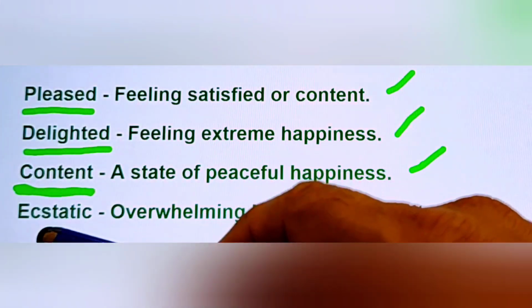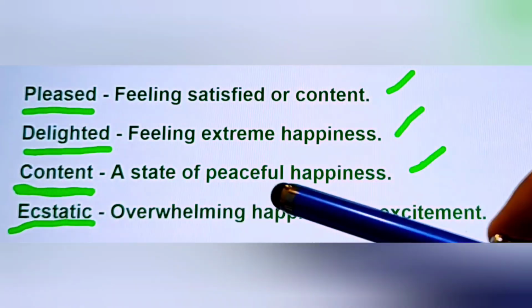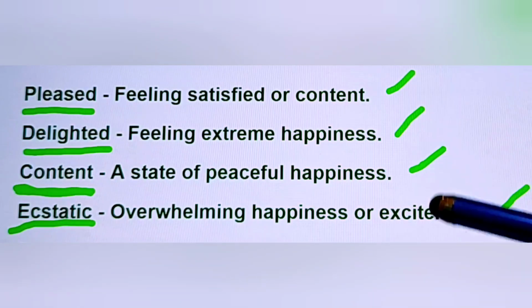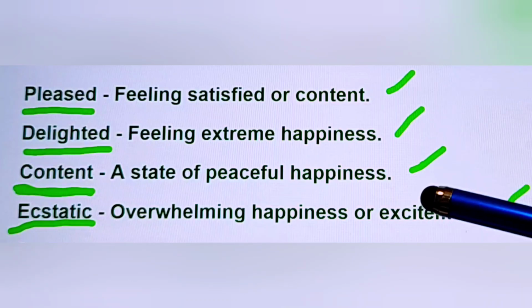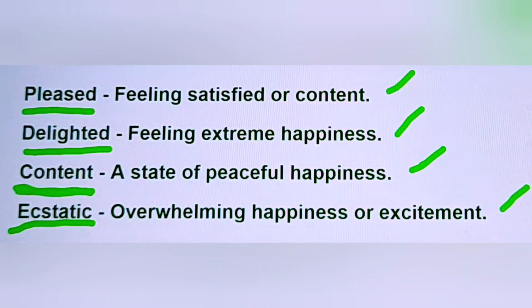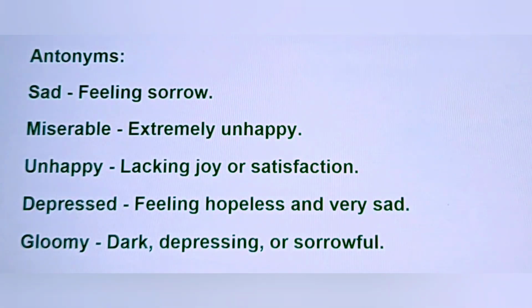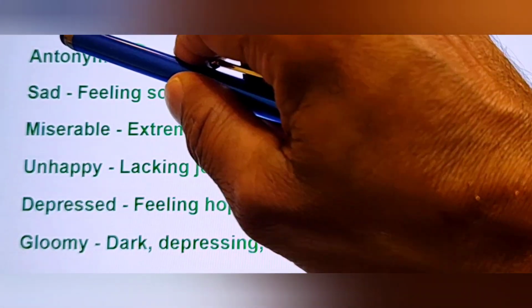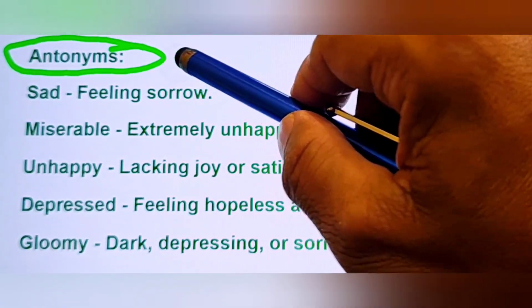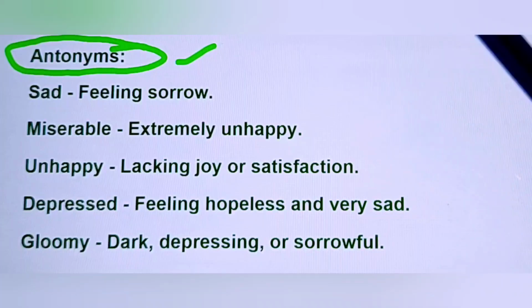And next one here, ecstatic. Ecstatic means overwhelming happiness or excitement. These are all synonyms of joyful. You can remember all these vocabulary words just by remembering one word, joyful. So this helps you build your English vocabulary. Let's further describe how one word helps you find more words. Let's find the antonyms of the word joyful now.